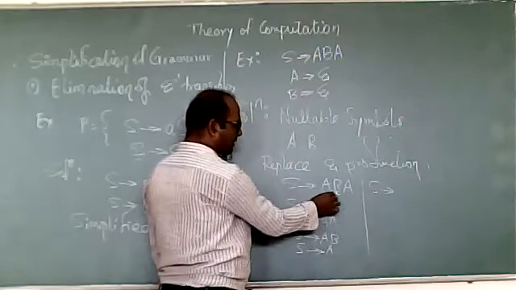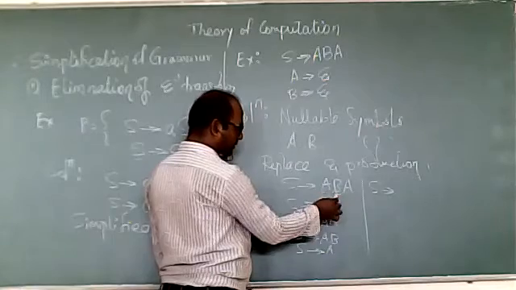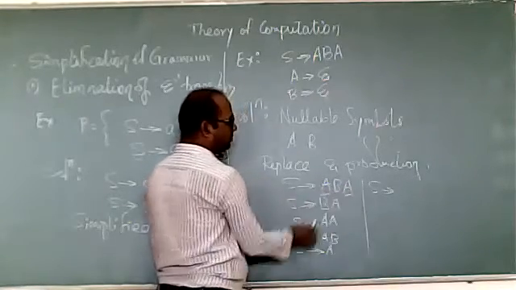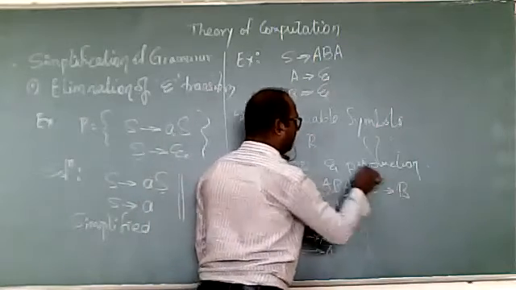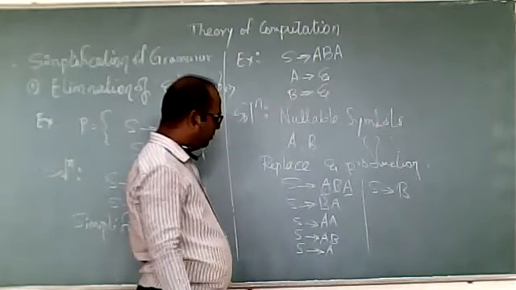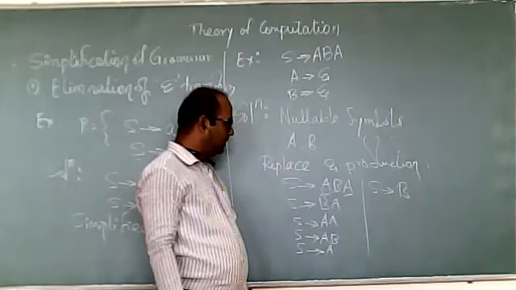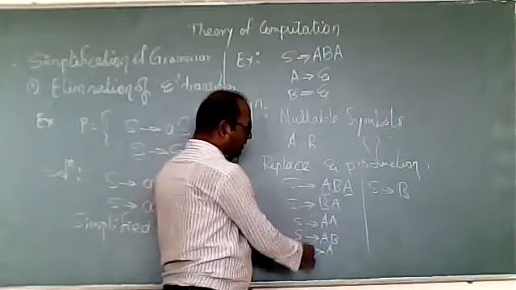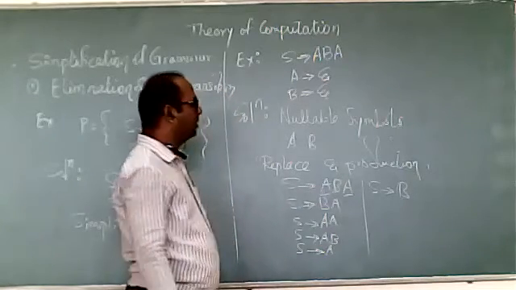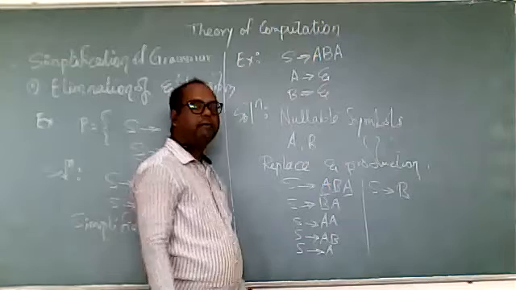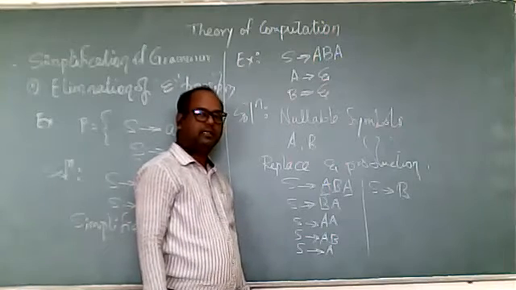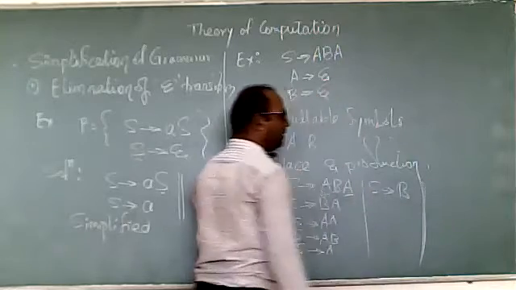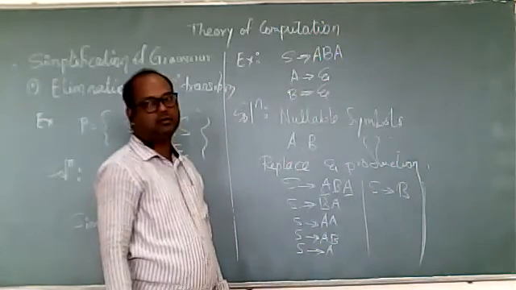If I replace both A with the epsilon, we will get B. So S produces B. Is any other combination there by replacing the nullable variable with the epsilon? No. So these are the new productions we are generating by replacing the nullable symbol with the epsilon. Now all these productions are called simplified.